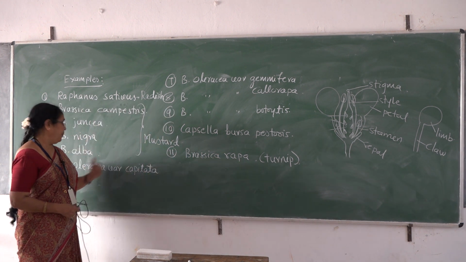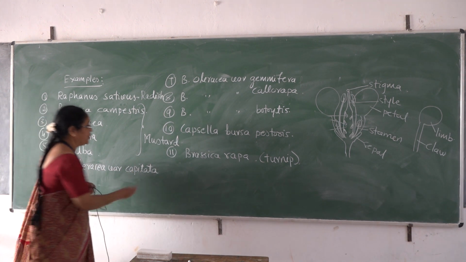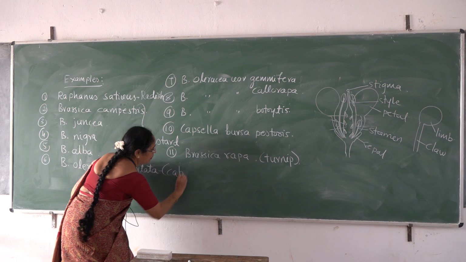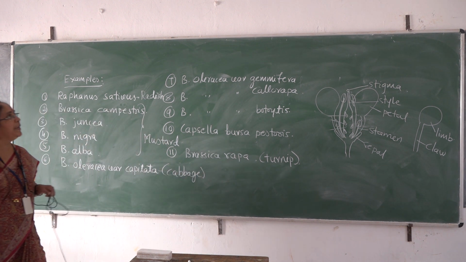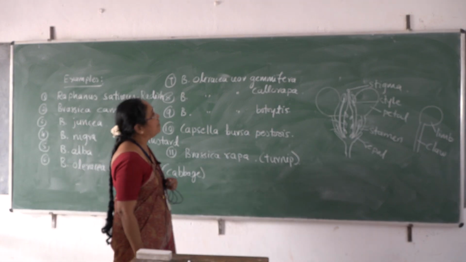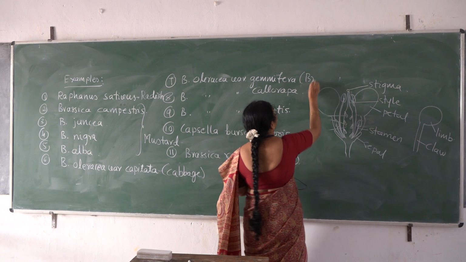It is beetroot like. Then the Brassica oleracea variety capitata is cabbage. Cabbage is called Brassica oleracea variety capitata. Brassica oleracea variety gemmifera is called Brussels sprout.